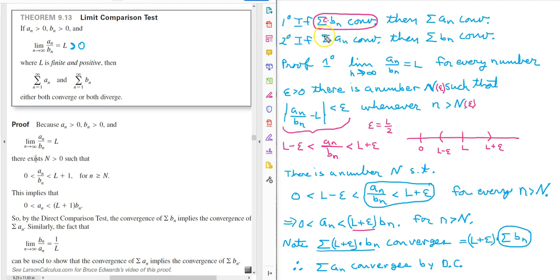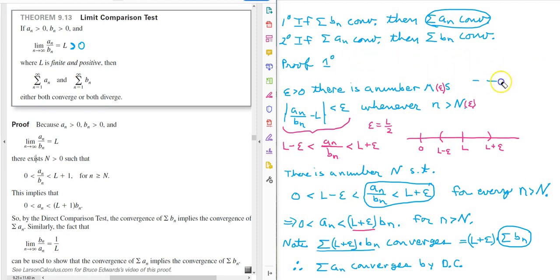Notice we wanted to show that if the Bn series converges, then the An series converges, and that's what we just concluded. We just concluded that the series involving the Ans converge, and we used the direct comparison theorem within the proof of number 1. Now number 2 is proven in the exact same manner, except we consider the quantity Bn over An. Now let me just take note of one thing here related to that.